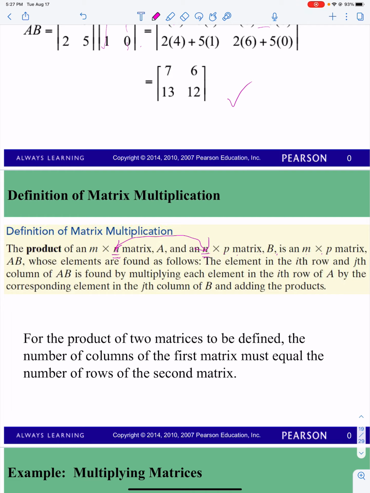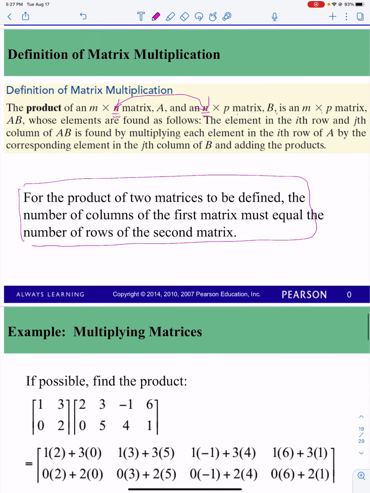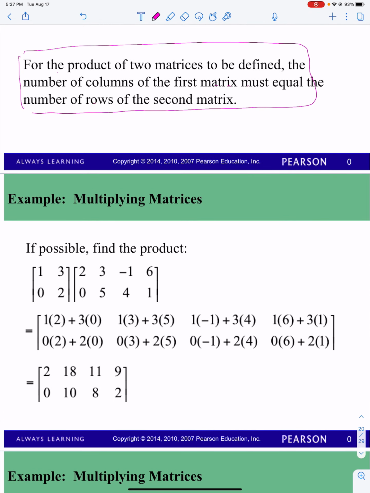Okay, so this is what I just said. For the product of two matrices to be defined, the number of columns of the first matrix must equal the number of rows of the second matrix. This is what I just mentioned here. Here is 2 by 2, and here is 2 by 4. So these two are the same, yeah. Then what could you do? Go ahead, you can do the multiplication.